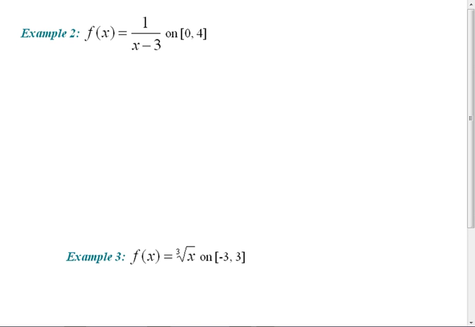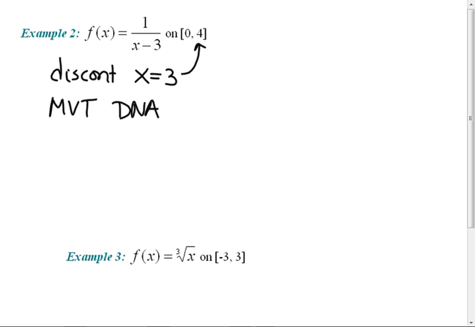What's going to be true here? Does the mean value theorem apply? It has to be continuous. This is a rational function. It's discontinuous where? At x equals 3. Is 3 inside my interval? Yes. So you say the mean value theorem does not apply. F is not continuous on the interval.